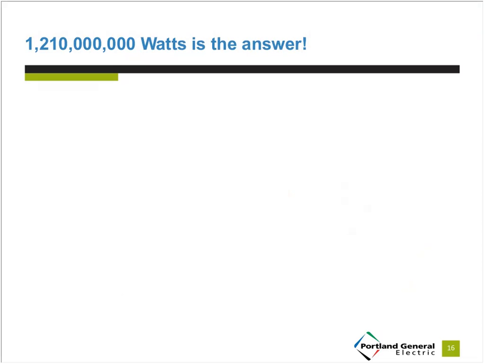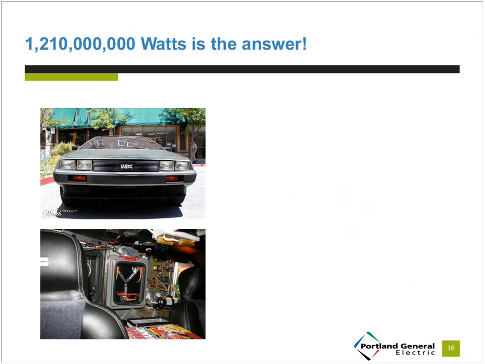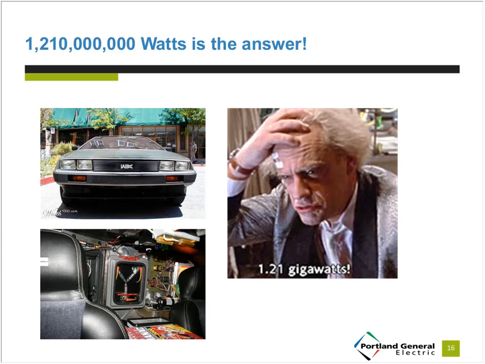I'll give you a little hint. There's my first hint. It is an electric vehicle. My second hint is this particular piece of equipment in that vehicle. And finally, the question is, where am I going to get 1.21 gigawatts, as asked by Doc Brown in the movie Back to the Future?